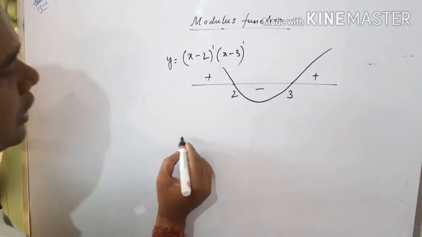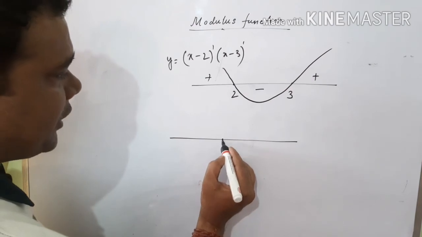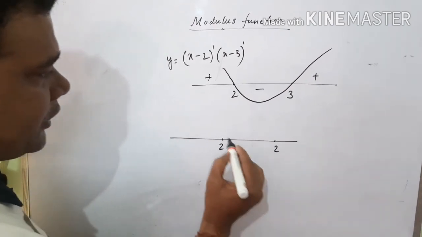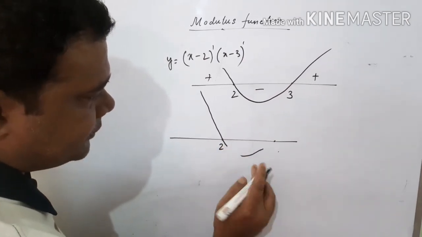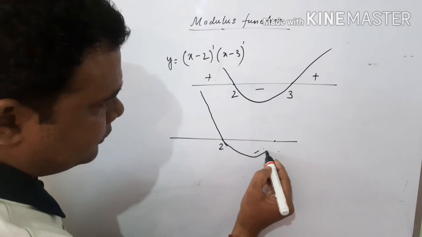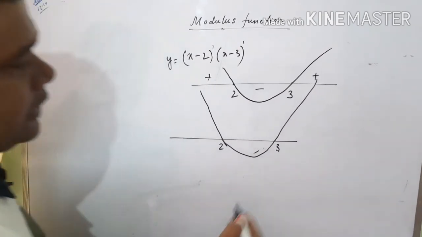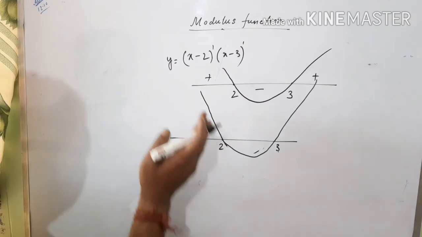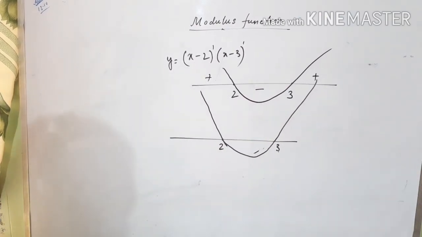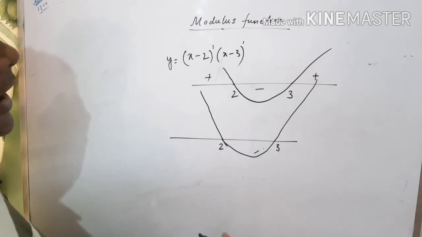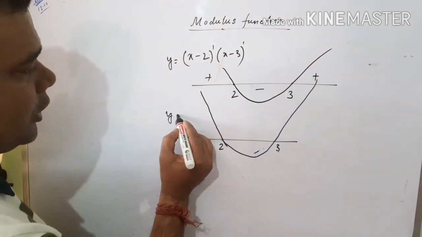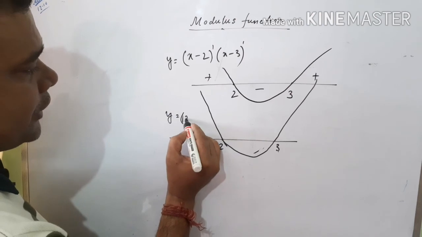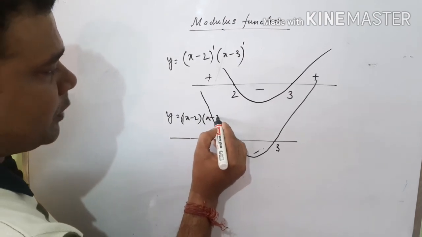Now if we draw the exact graph, here is the point 2 and here is the point 3. The graph will go like this. Clear? So at the left of 2 it's positive and goes up to infinity. And at the right of 3 again it is positive and it goes up to infinity. So this one is the graph of y equal to x minus 2 into x minus 3.